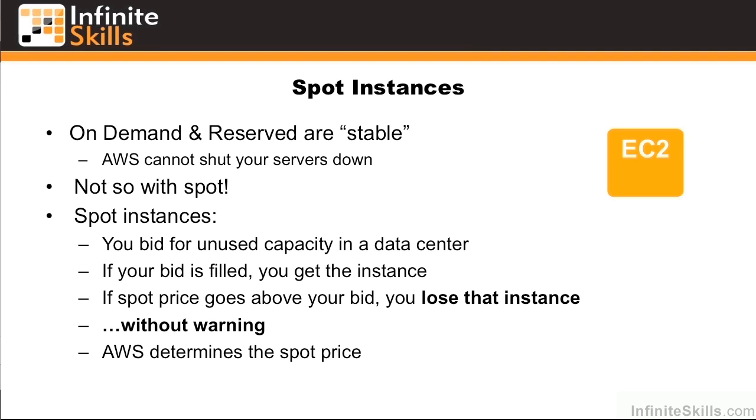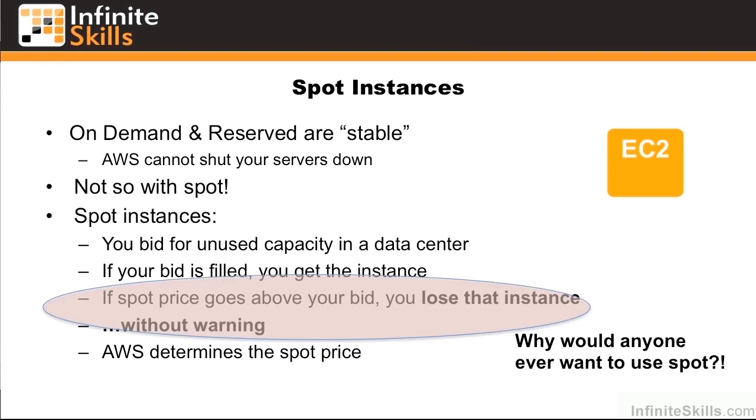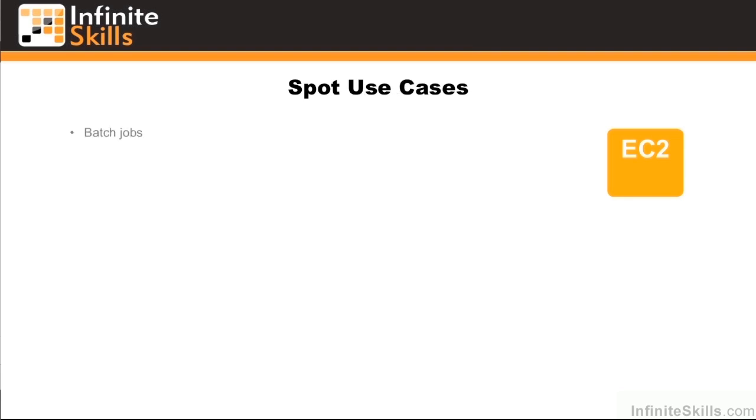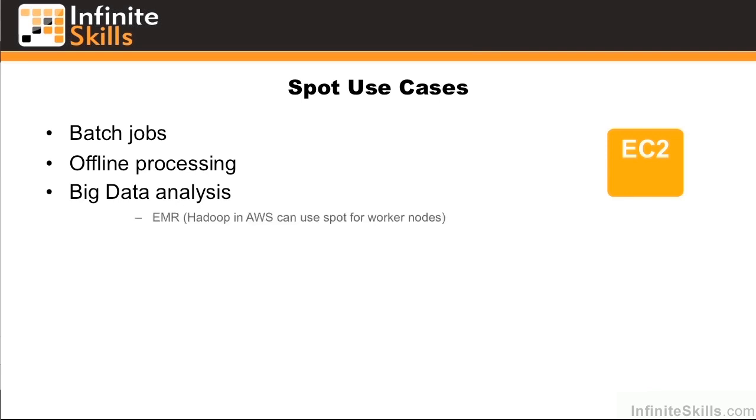But if you're like me, the first time you saw this, the big question you ask is, if I can lose the instance at any time without warning, why would I ever want to use spot? There are good use cases. For example, batch jobs, offline processing, or big data analysis.